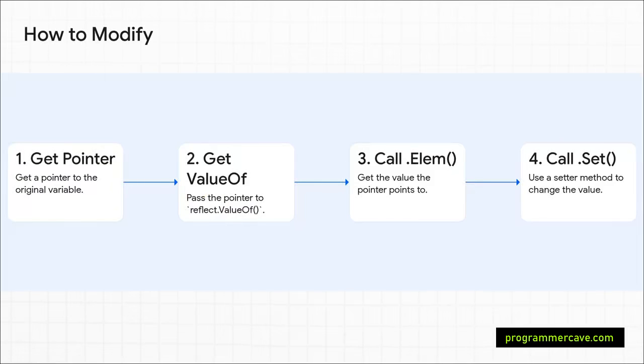Okay, so how do you actually do this? It's kind of a four-step dance. Let's walk through it. First, you need a pointer to whatever you want to change. This is what makes it addressable. So instead of just x, you use &x.